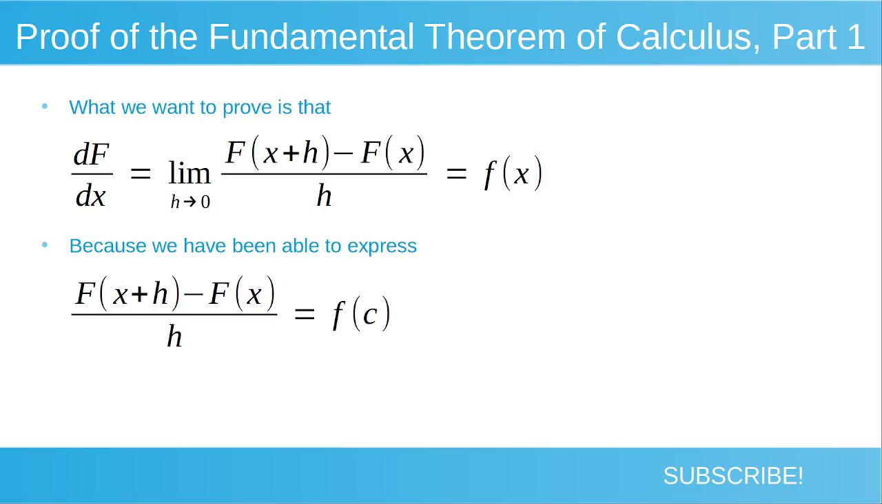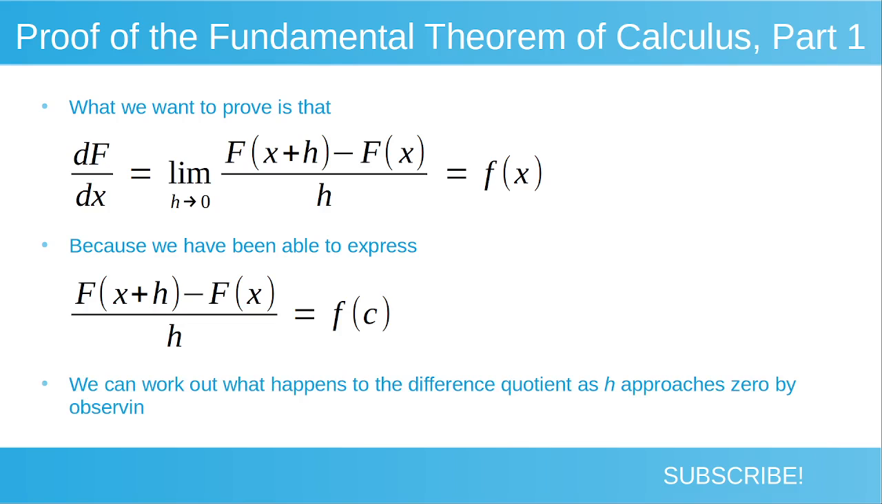Because we've been able to express that difference quotient, capital F of x plus h minus capital F of x over h, on that interval of length h as equal to some value of the function f on that interval from x to x plus h, we can work out what happens to the difference quotient as h approaches 0 by observing what happens to f of c as h approaches 0.